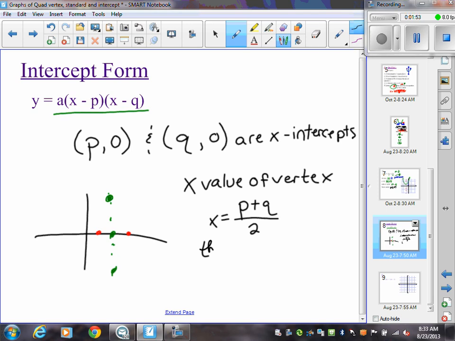Then sub in for x to get y. Keep in mind the equation is x minus p, x minus q. It's the opposite of those signs for your two x-intercepts. If you mess that part up right away, your graph is going to be completely wrong, so be careful.